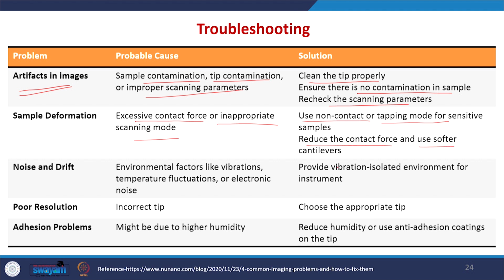The third problem is noise and drift. If you are facing noise and drift, it may be due to environmental factors like vibrations, temperature fluctuation, or it may be due to electronic noise. How to overcome that? We can provide a vibration isolated environment for the instrument. And if you are getting a poor resolution, it may be due to an incorrect tip. Choose the appropriate tip. And the last one is adhesion problems. It may be due to higher humidity, so reduce the humidity or use anti-adhesion coatings on the tip.